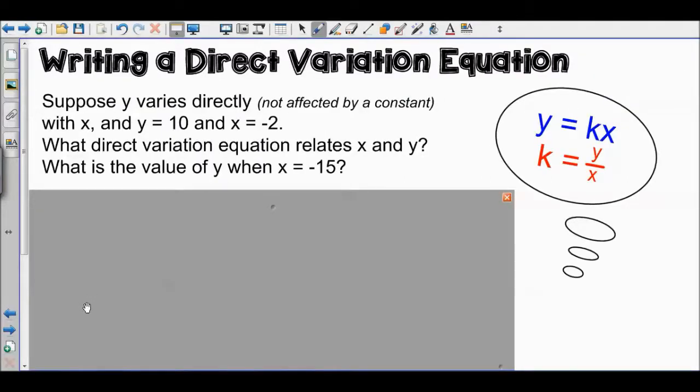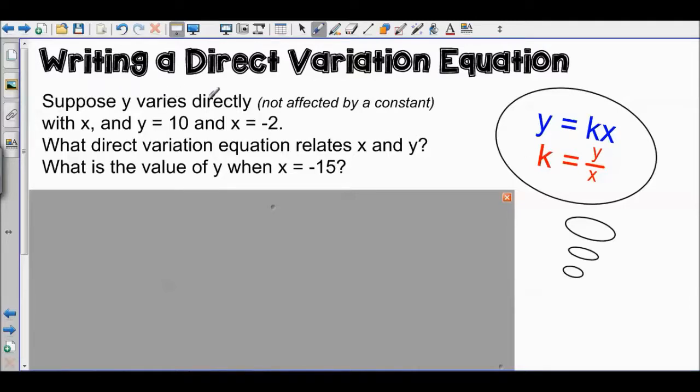So if you're wanting to write a direct variation equation, keep these two things in mind. Direct variation looks like y equals kx, and you find k by dividing the y value by the x value, stacking them on top of each other. Remember changing y over changing x? That's your k, because k is really the slope of the line. So here's your setup.